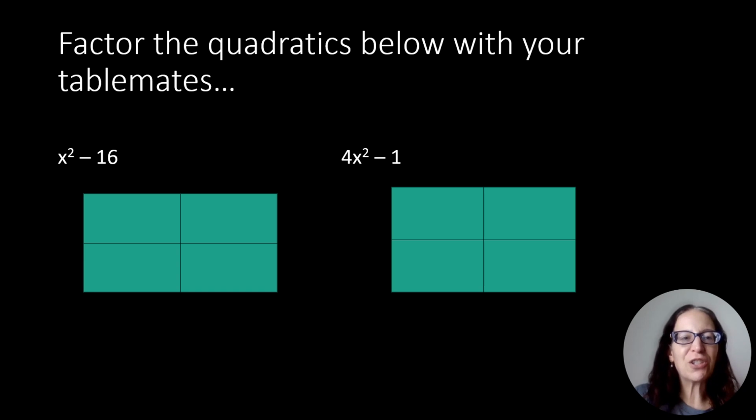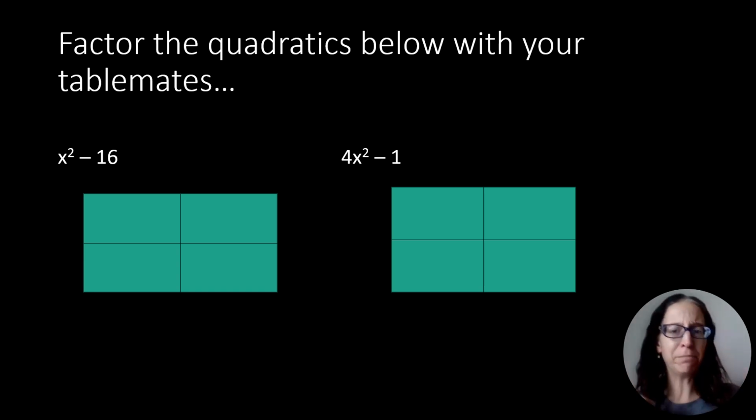So what I want to start this lesson out with is, with your groups, working through these two problems. So x squared minus 16 and 4x squared minus 1. I'm sorry that isn't quite lined up with the box. Sorry about that. But try to factor those in groups.